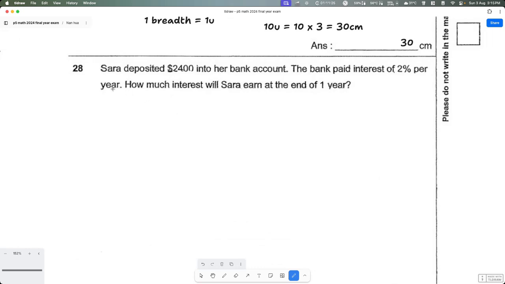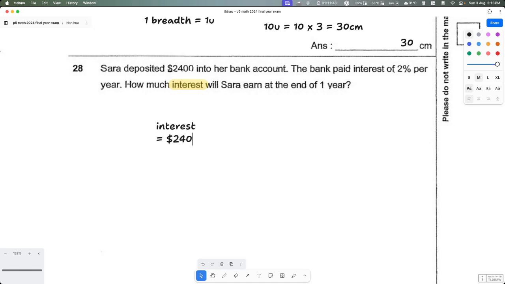Question 28. Sarah deposited $2,400 into her bank account. The bank paid interest of 2% per year. How much interest will Sarah earn at the end of the year? So interest, not total. In this case, we basically just say interest is equal to $2400 times 2%, which is 2 out of 100, right?